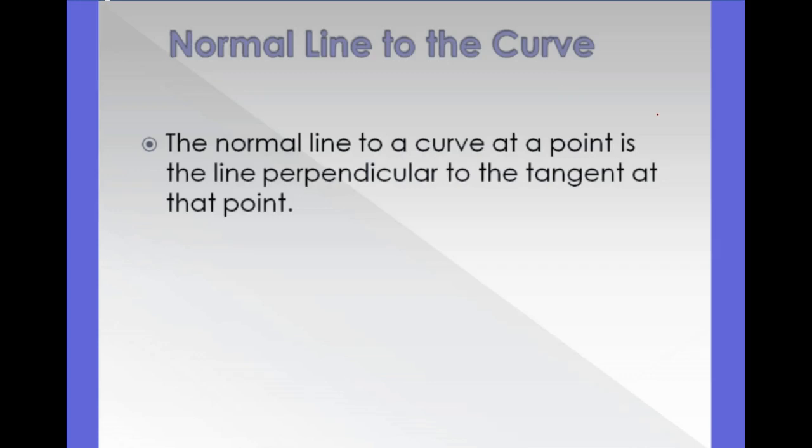So H represents the distance between the x's. Y2 and Y1 are just F of A plus H and F of A. So slope of the secant is really just a fancy way of saying slope. The limit of the slope of the secant gives you the slope of the tangent line at a particular point.